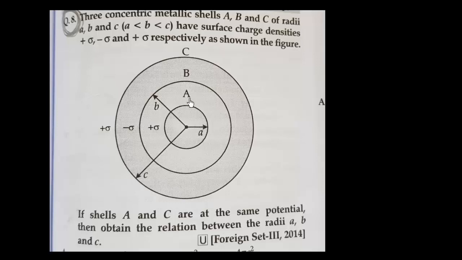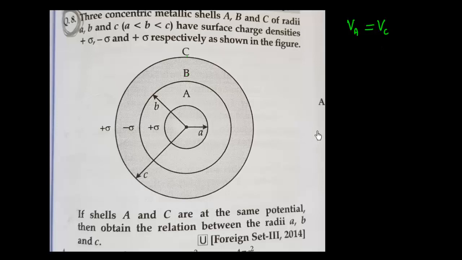Three concentric metallic shells A, B, C of radii a, b, c have surface charge densities plus sigma, minus sigma and plus sigma respectively. If shells A and C are at the same potential, then obtain the relation between radii a, b and c. So it is given that potential of A equals potential of C.